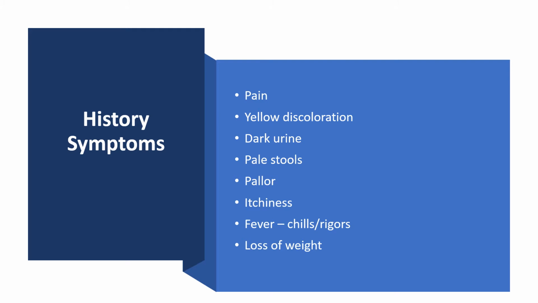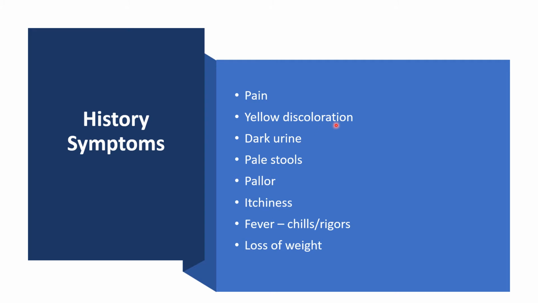Now, what are the symptoms that the patient complains of when you take a history? It's very important for you to get a very good history from the patient on the various symptoms that he has. The most common symptom is pain, and pain is usually in the right upper abdomen and epigastric region. The pain is usually related to food, aggravated by food, and also sometimes may radiate to the back as well as to the right shoulder.